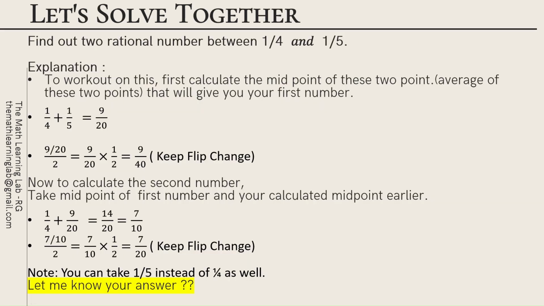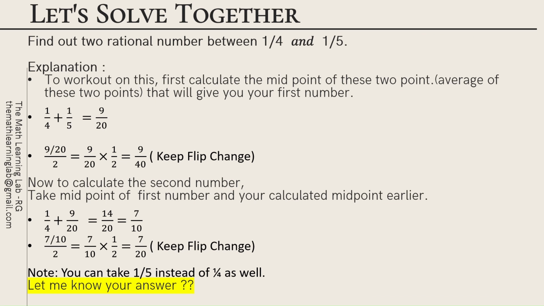Let's solve together. How do we find a rational number between two given rational numbers? While there are various ways, like guess and check, there's a certain foolproof method. The only thing is you have to calculate the midpoint of these two numbers and start working on it. To calculate the midpoint, we add these two numbers and divide by 2.